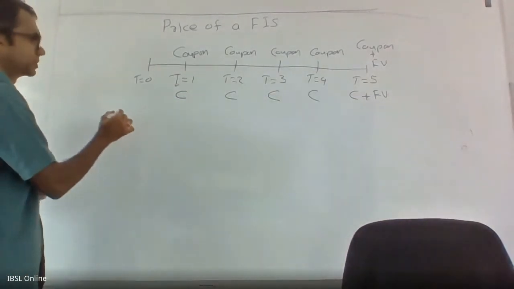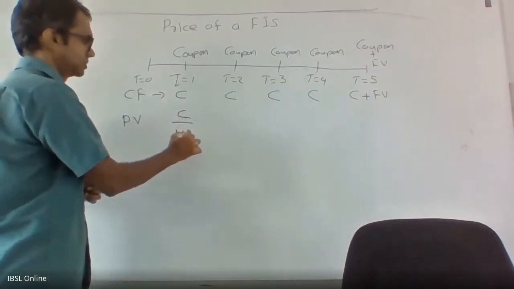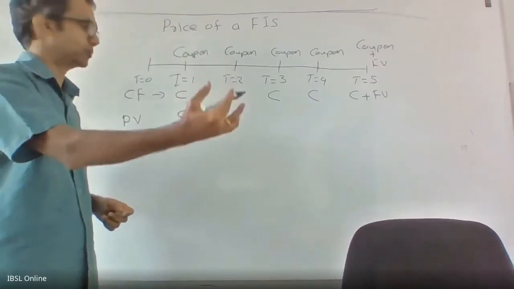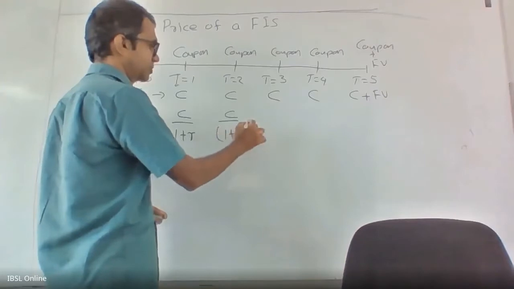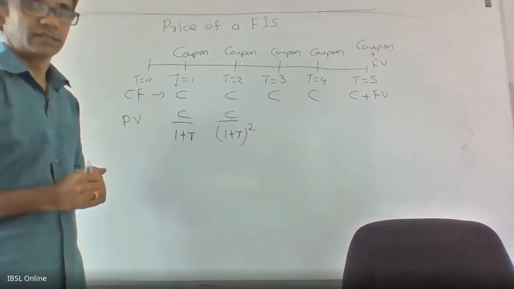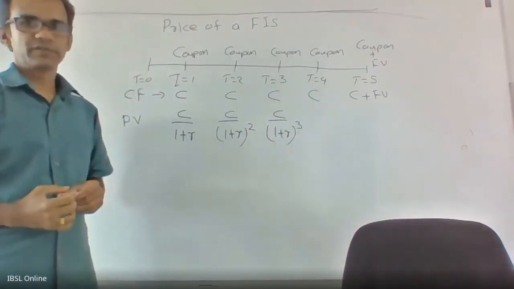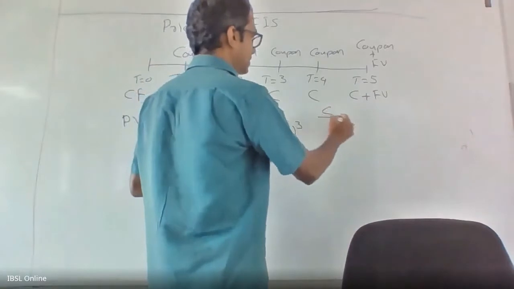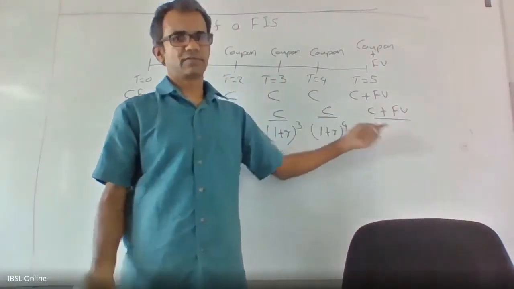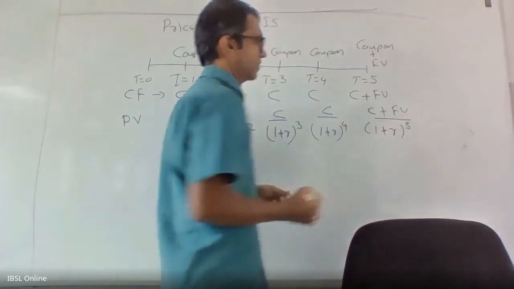To make use of the space properly, these are the cash flows and these are the present values. Present value of the first cash flow, C over 1 plus R. Present value of the second cash flow, the coupon you receive in 2 years' time, C over 1 plus R to the power 2. The third cash flow, the coupon at the end of the 3-year period, C divided by 1 plus R to the power 3. Fourth one, C over 1 plus R to the power 4. The last one, you can consider both as one cash flow, or break it into 2. But still, the denominator is 1 plus R to the power 5.